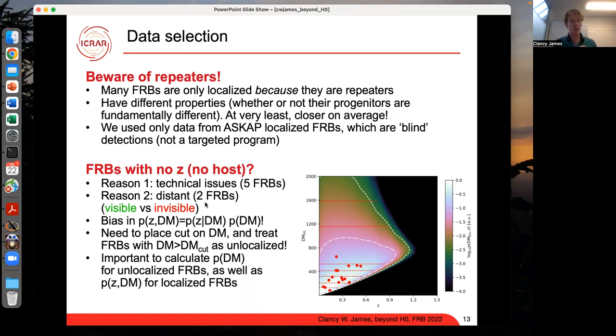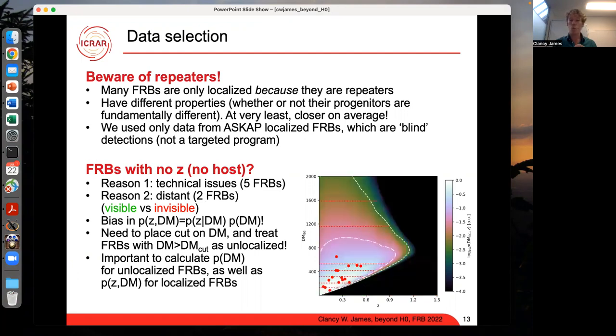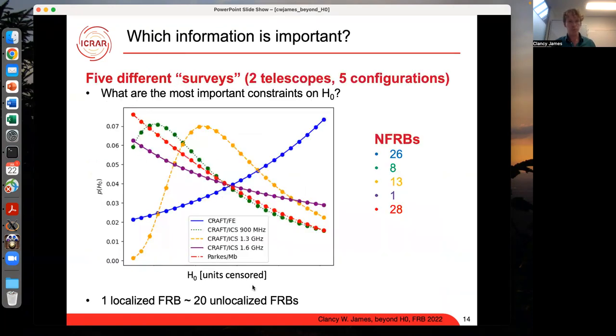But if that's because they're distant, for instance, you have this visible universe, but you can't see things further out, well, this introduces a bias in your P of Z DM distribution because you then only include this factor for certain values of redshift. So you need to deal with that by placing a cut on your dispersion measure and treating all FRBs with DM above that cut as unlocalized, and also including the P(DM) factor for those ones too.